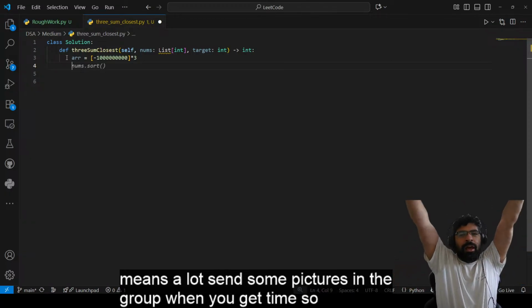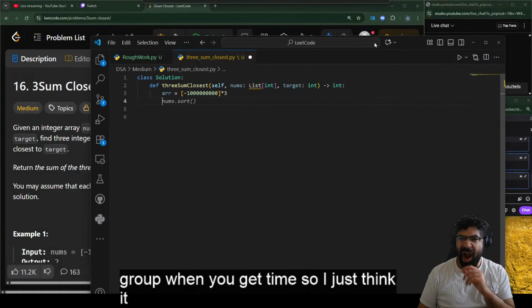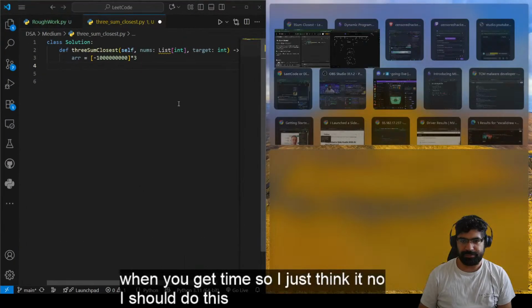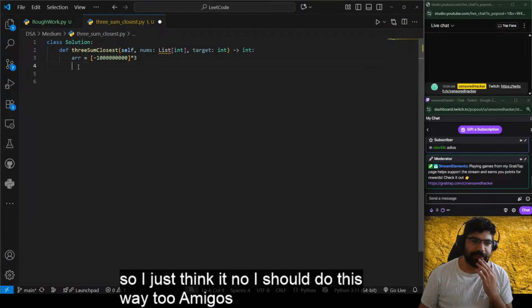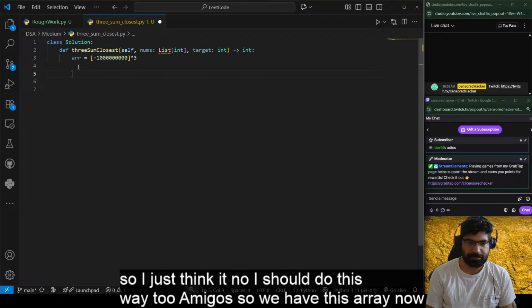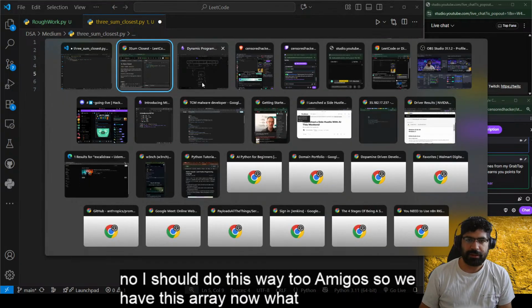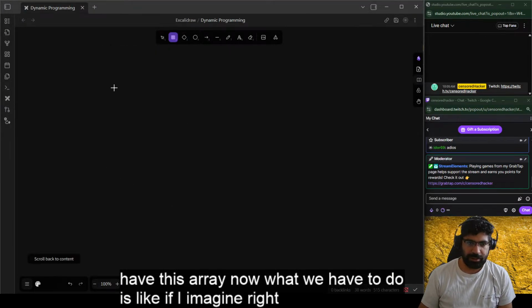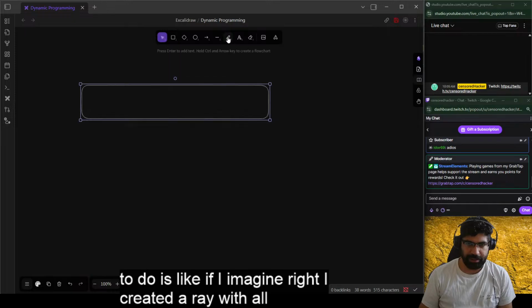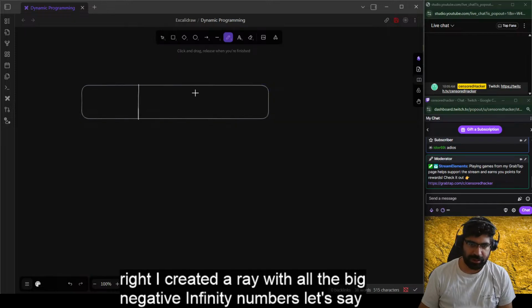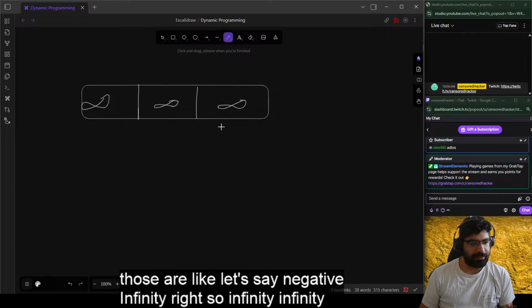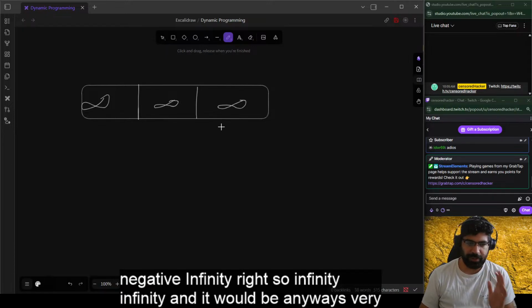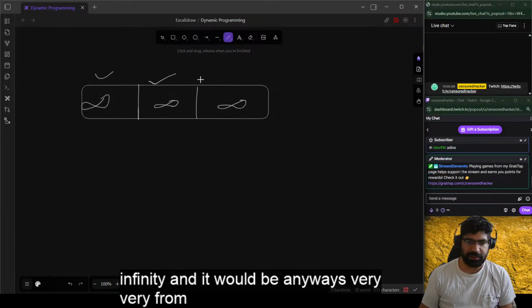So I'm just thinking, I should do this way too. Adios, amigos. So we have this array now. What we have to do is, if I imagine, I created an array with all the big negative infinity numbers. Let's say those are negative infinity, infinity, infinity, infinity. And it would be anyways very, very far away from all the other ones.